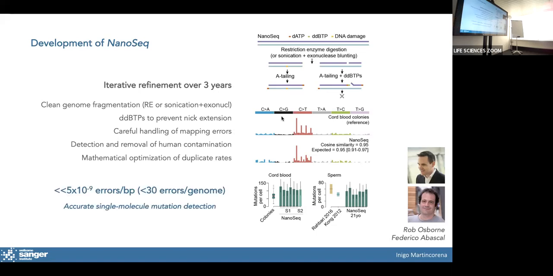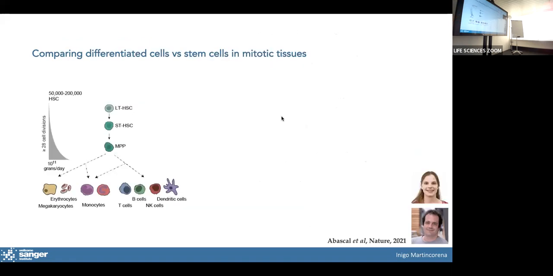But after that, we got the method to work and have error rates that were lower than 5 errors per billion sites per base pair, so fewer than 30 errors, much fewer than 30 errors per genome. That was as low as we could measure it, which means that for the first time we had accurate single molecule mutation detection. And we could finally be free from being limited to clones.